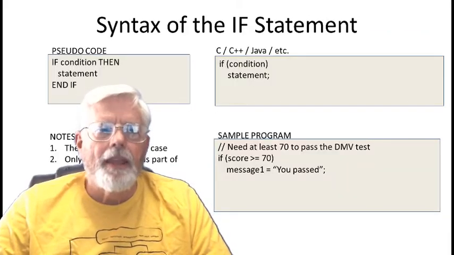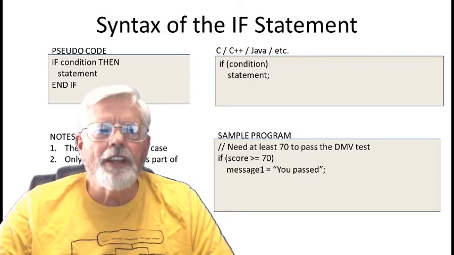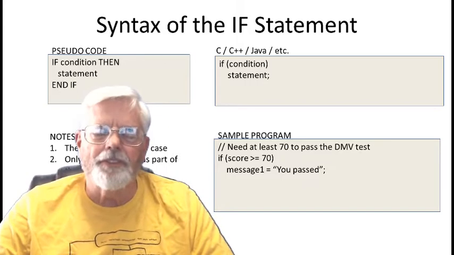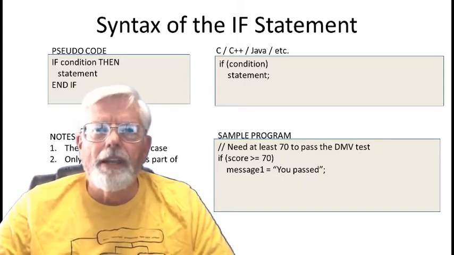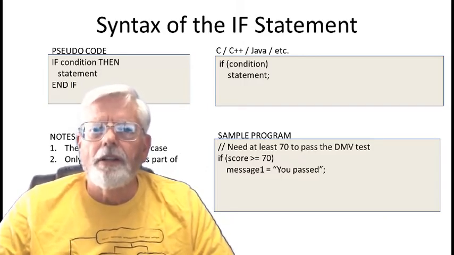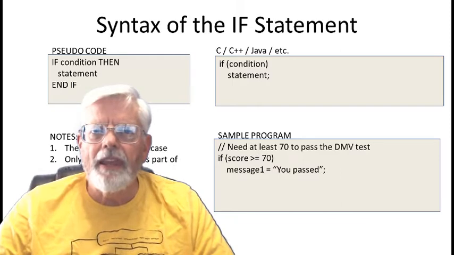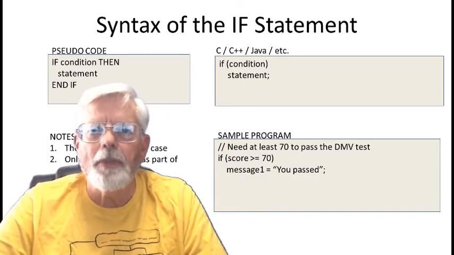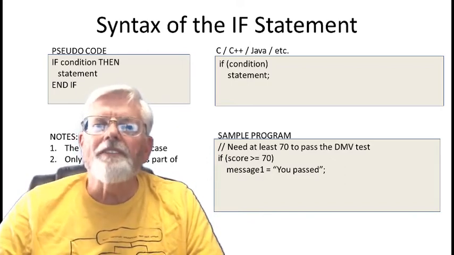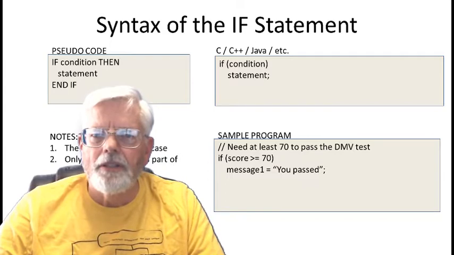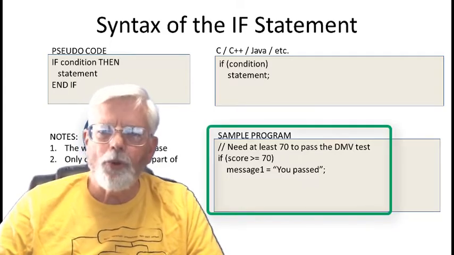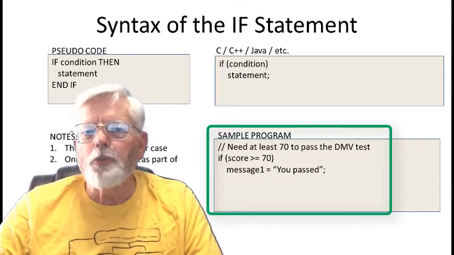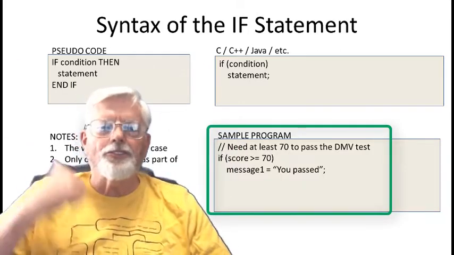Syntax of the if statement. In pseudocode, I'll just say if condition then, and then a statement, and then end if. If you're used to Visual Basic, Visual Basic is very close to the pseudocode. In C or C++ or Java, it's going to say something like if, and my condition is going to be in parentheses, and then a statement with a semicolon. This is an if with only a single statement. My sample program: if score is greater than or equal to 70, message 1 equals, quote, you passed.